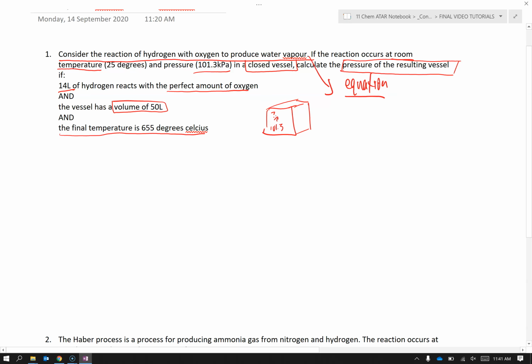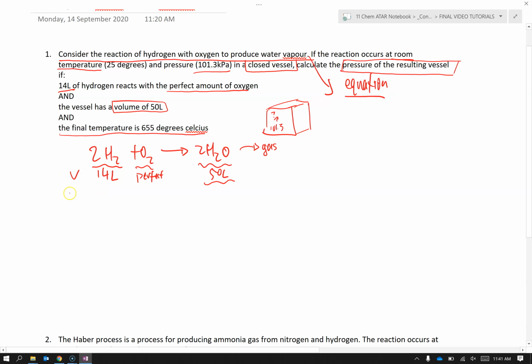The only information we're given is that hydrogen reacts with oxygen to produce water, specifically 14 litres of hydrogen with the perfect amount of oxygen, which means all of the oxygen is used up, to produce a certain amount of H2O. We can assume that the H2O will fill the container. Why? Because H2O is a gas. So we can assume that we will produce 50 litres of H2O. We also know these are our volumes.